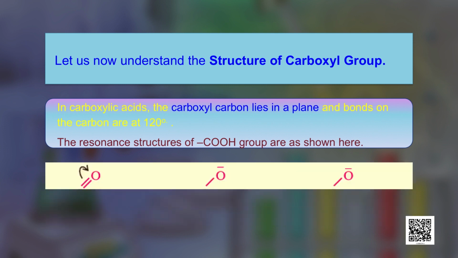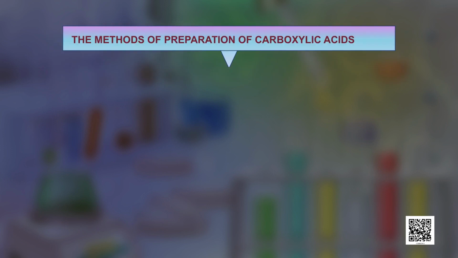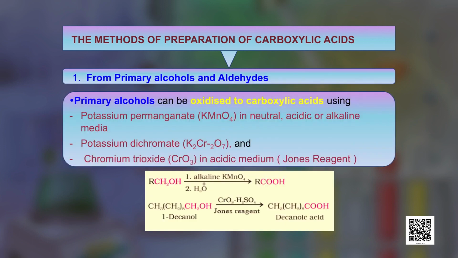You can see. We will now discuss the preparation of carboxylic acids, and there are several methods which can be used to prepare the carboxylic acids. We will discuss a few important ones. The first one is from primary alcohols and aldehydes. Primary alcohols can be oxidized to carboxylic acids using potassium permanganate, that is KMnO4, in neutral, acidic or alkaline media. All the three are possible.